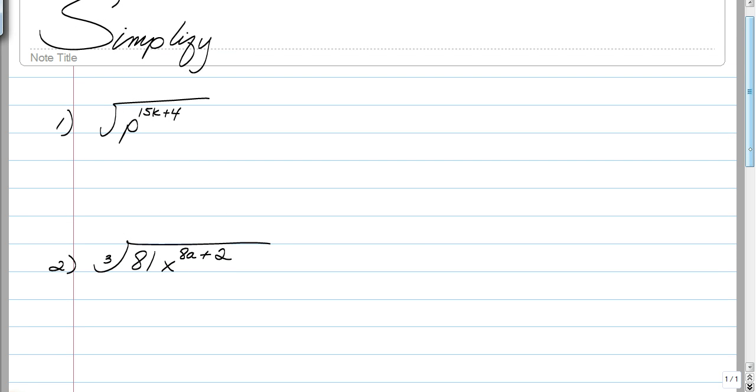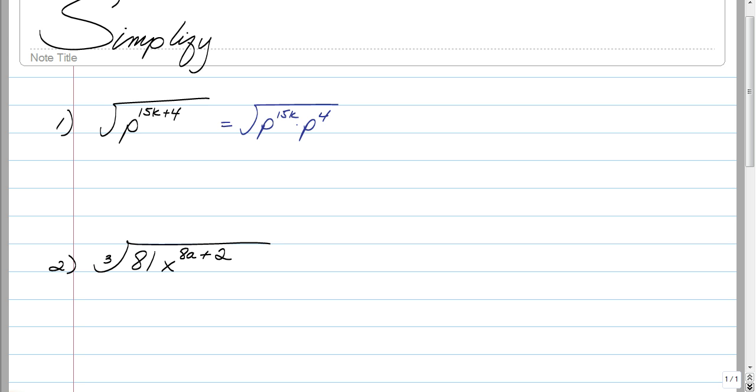We have another video on simplifying radicals and rational exponents, but now the exponents can have variables, so we're just going to make a separate video to talk about these types of problems. The first thing you want to do is go back and remember that p to the 15k plus 4 came when you had p to the 15k times p to the 4, because our rule for when we multiply variables with exponents is we add the exponents.